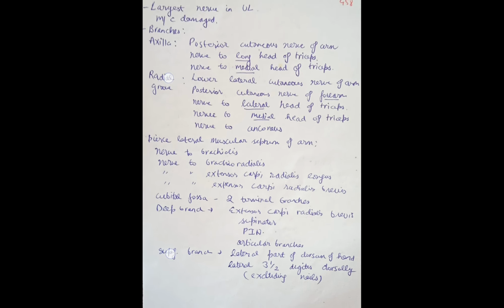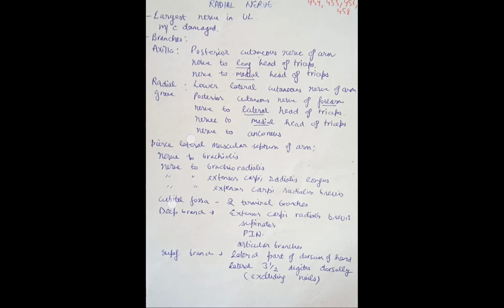And in the cubital fossa, two branches, deep branch and superficial branch. Deep branch was supplying the extensor carpi radialis brevis and supinator, posterior interosseous nerve, articular branches. The nerve to supinator going ahead becomes the posterior interosseous nerve, and it is injured in Monteggia fracture. Then the superficial branch was supplying the lateral part of dorsum of hand, half, and lateral 3.5, not 2.5, 3.5 digits dorsally on the dorsal side, excluding the nails.